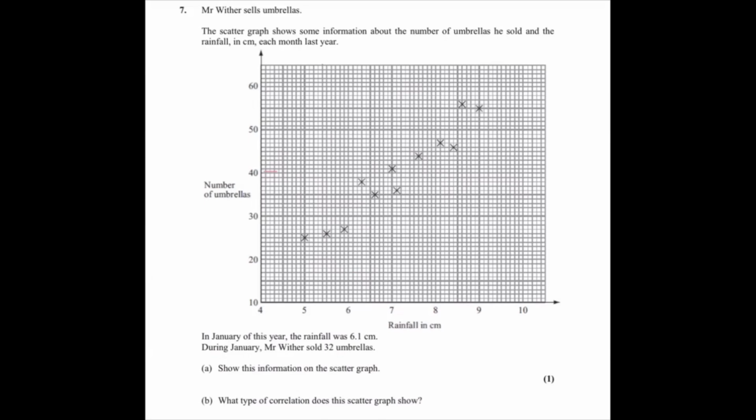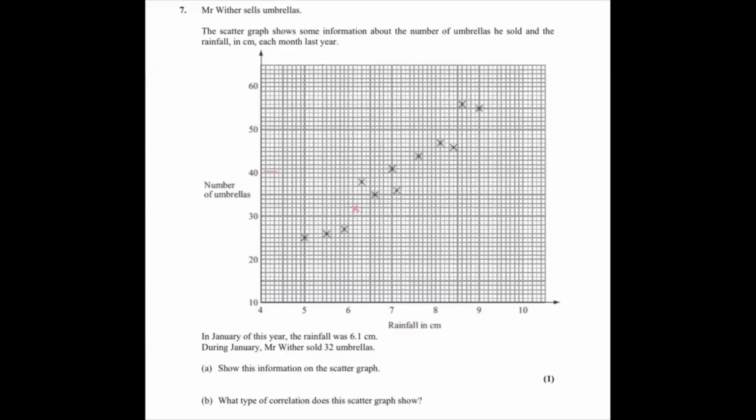Okay, now sadly, the graph hasn't reprinted itself very well here, so these lines aren't as easy to follow as they will be in the real GCSE. We're being asked to show the information that we've been given on the actual scatter graph. So they've given us rainfall at 6.1. So this is our rainfall. So we would go to 6.1 and then 32 umbrellas sold. So we would go to 32 and we would mark that on.